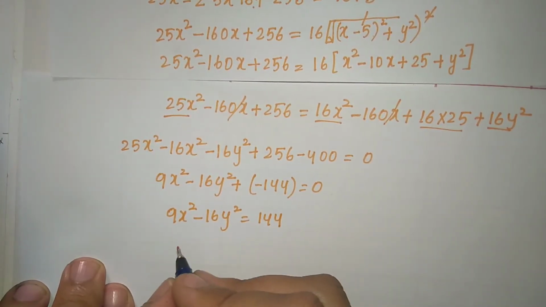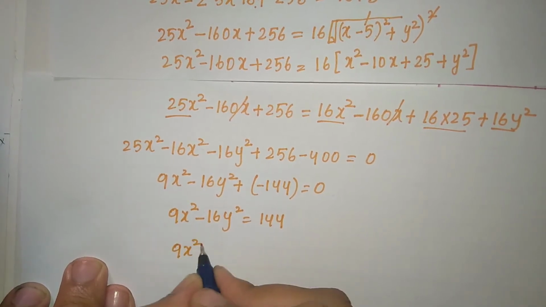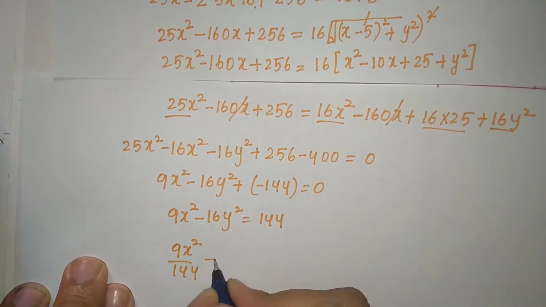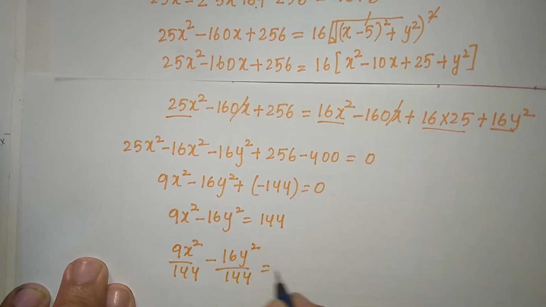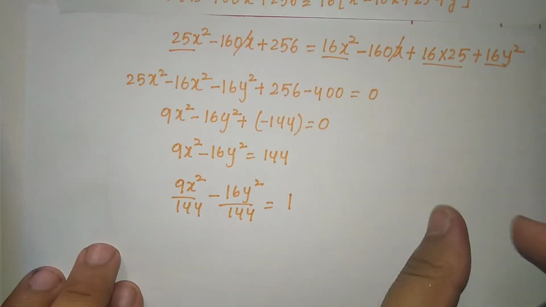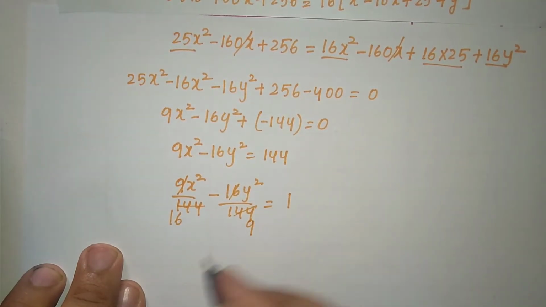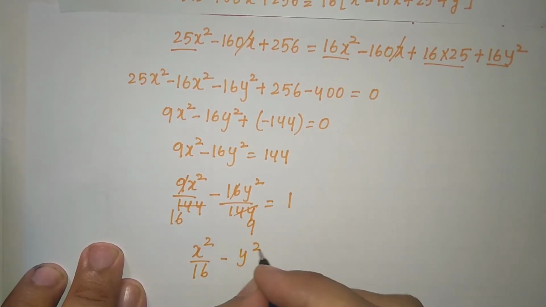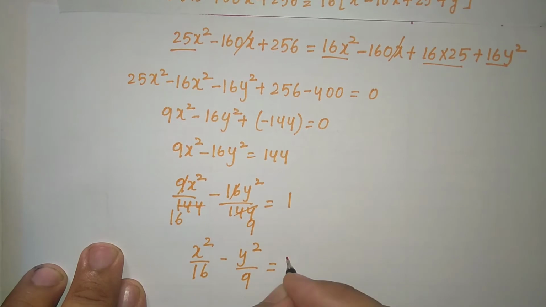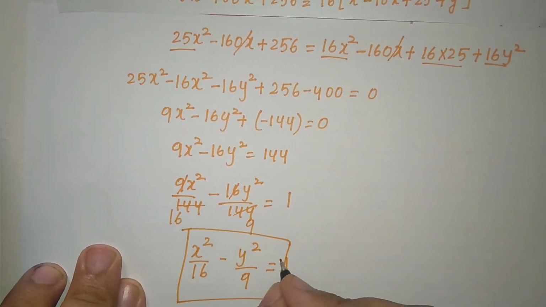So this can be written as 9x square by 144 minus 16y square by 144 is equal to 1. So here 1s are 16s are, 1s are 9s are. So we will get x square by 16 minus y square by 9 is equal to 1. So therefore this is the required equation of locus.